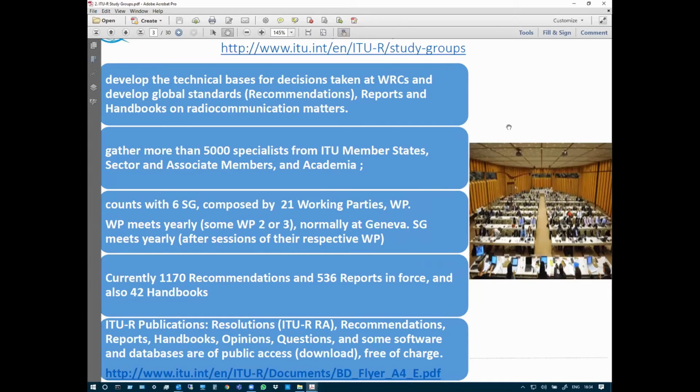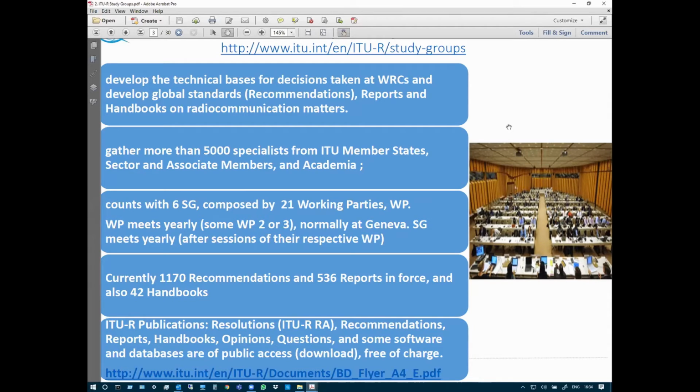The ITU-R study groups develop the technical basis for decisions taken at the RRCs and the global standard recommendations, reports and handbooks. We gather more than 5,000 specialists from the ITU-R member states, sector members, associates and academia. We have 6 study groups composed of 21 working parties. The working parties meet yearly according to the agenda. In some cases, some working parties could have 2 or even 3 meetings per year.